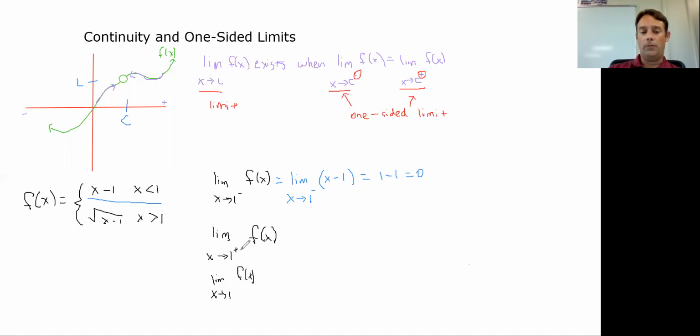The next part, from the positive side, that's when it's greater than. So that means I'm dealing with this one for the positive side. So we plug it in here. And I'm dealing with the square root of x minus 1. So square root of 1 minus 1 would be 0.